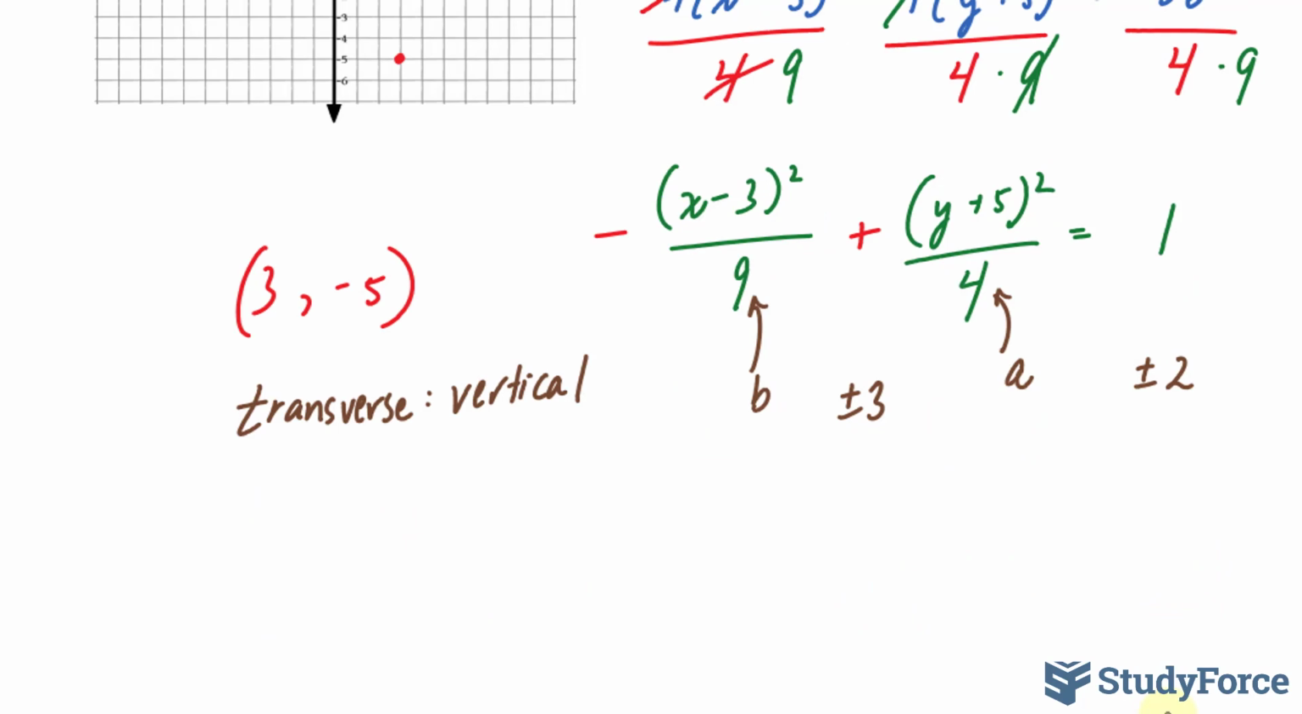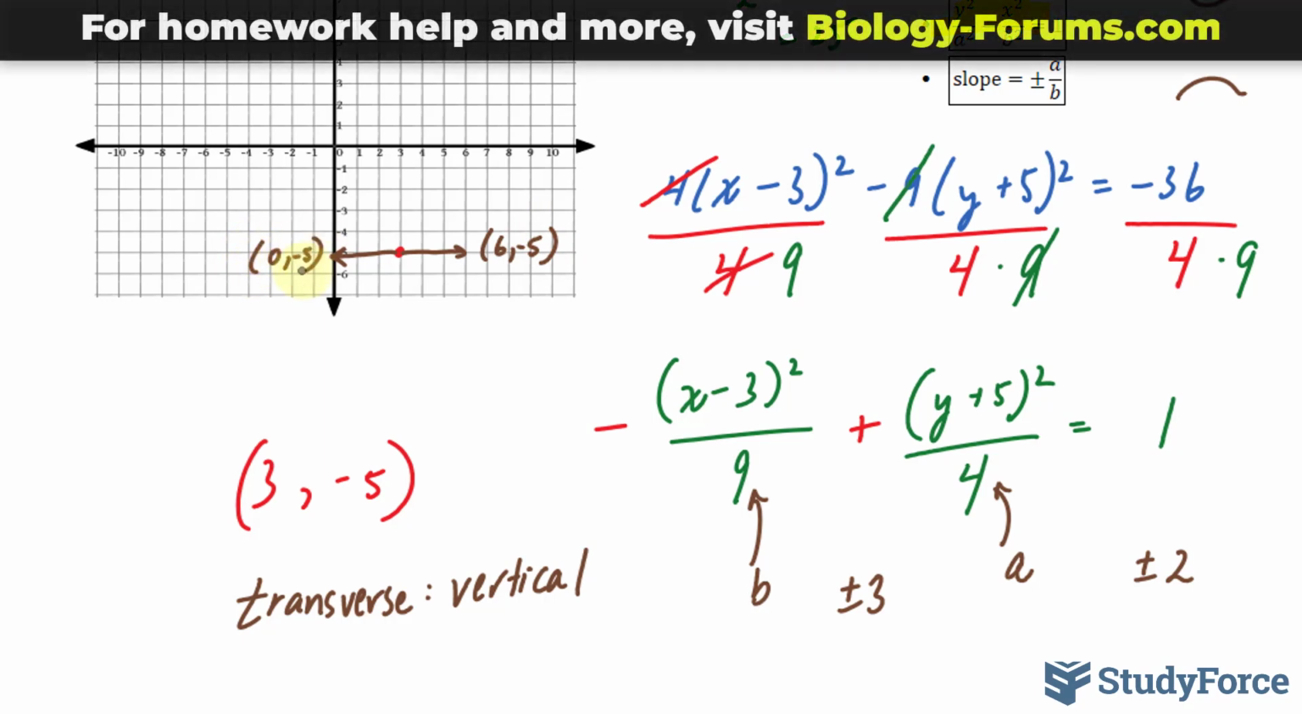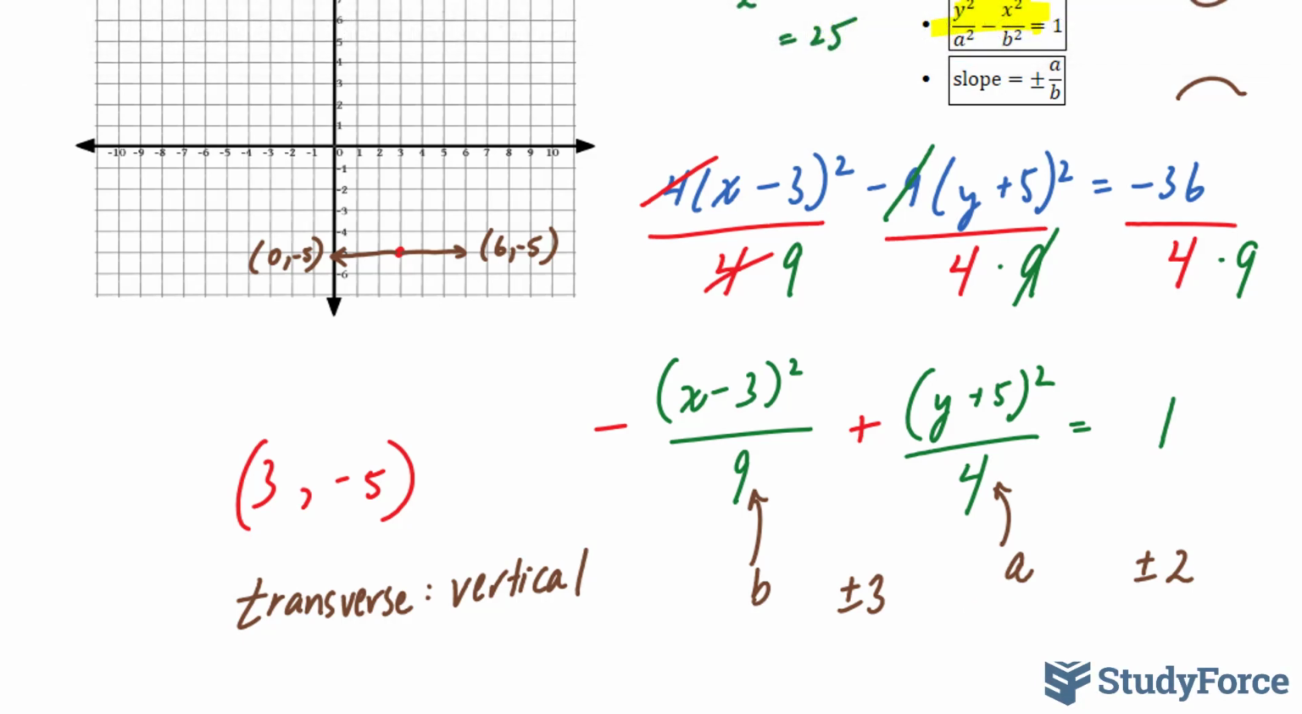Now b represents the conjugate axis. So our conjugate axis from the center will be 3 units this way and 3 units this way. So our box will be the length from here to here. This point is 6 and negative 5, and this point is 0 and negative 5. What a tells us is the transverse axis vertices. So if I add plus 2 up and plus 2 down, I'll end up with 3 and negative 3, and this being 3 and negative 7.